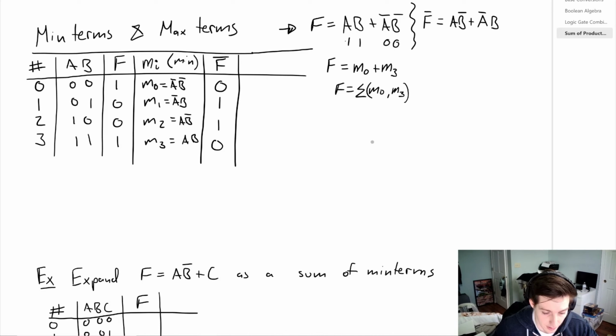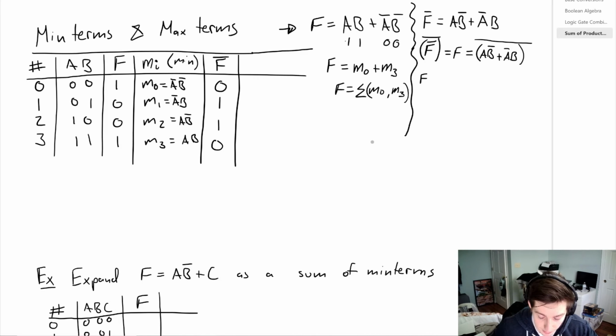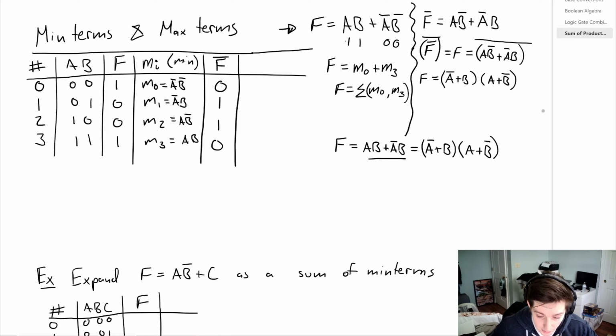So what we can do next is look at the inverse of f. So we're just going to flip all these values from f. Now what we know is that the inverse of some variable where it has already been inversed is going to be equal to that original variable. We can expand that using De Morgan's law to say that f is equal to a bar plus b times a plus b bar. So now we've got two expressions for f. The first, which is a sum of products, and the second, which is a product of sums.